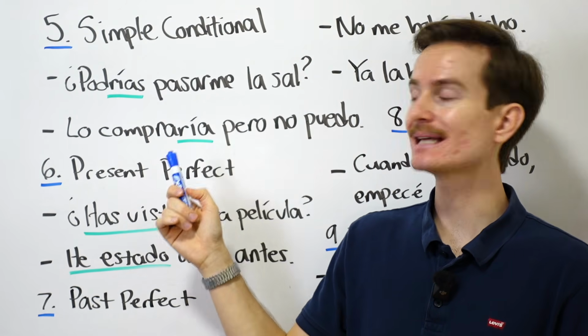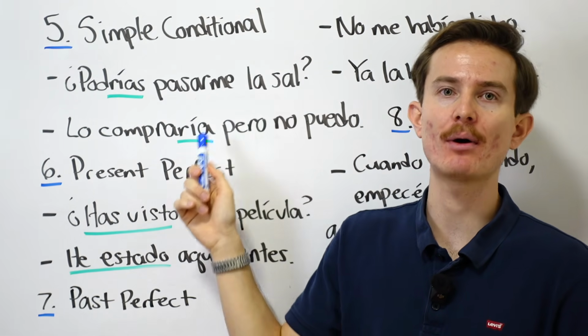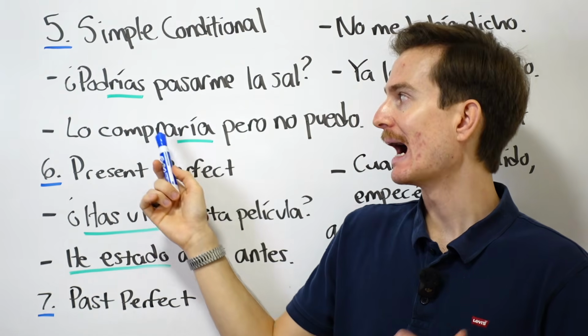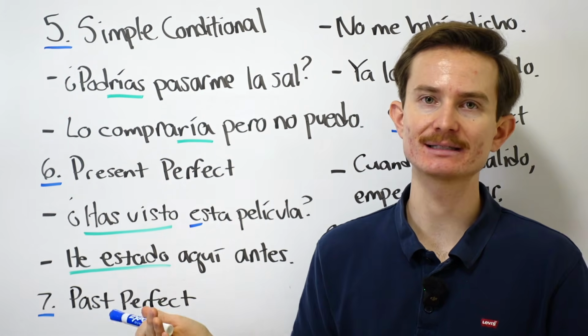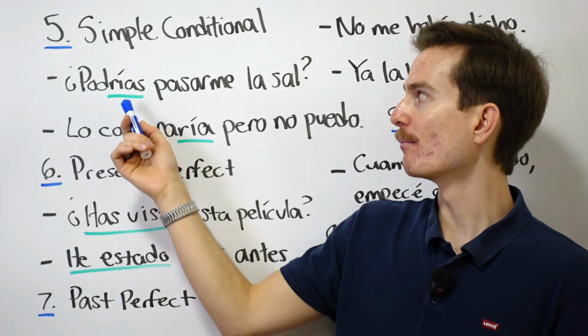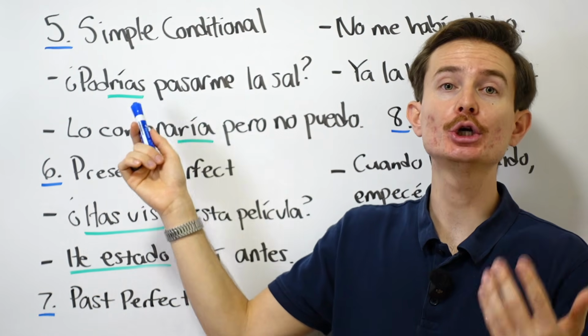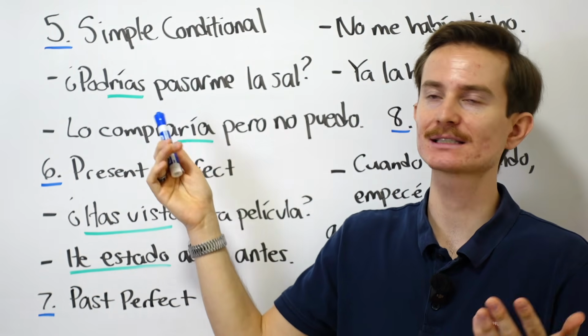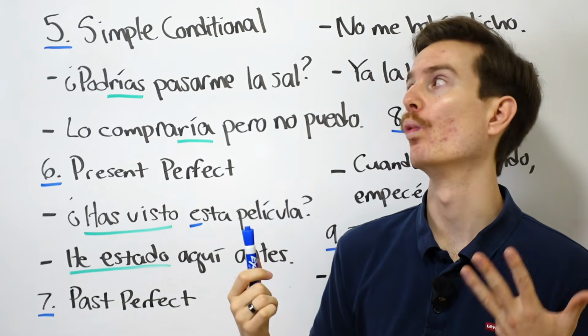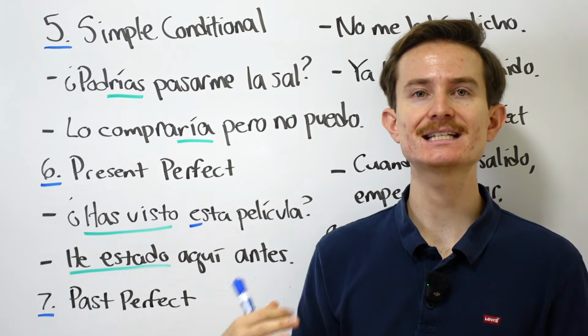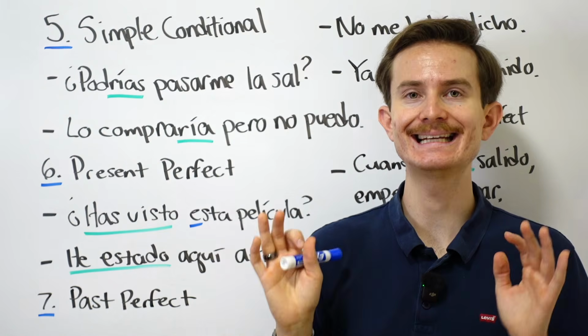The idea here is that this is conditional upon something else. So I would buy this thing, but I can't because it's too expensive, for example, okay? ¿Podrías pasarme la sal? Could you pass me the salt? Is it possible? Okay? Not a guarantee you're going to pass me the salt, but I'm asking you, could you or would you? Okay, so the conditional takes on that translation of would in English.